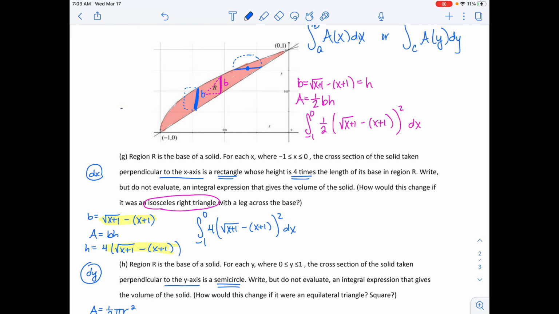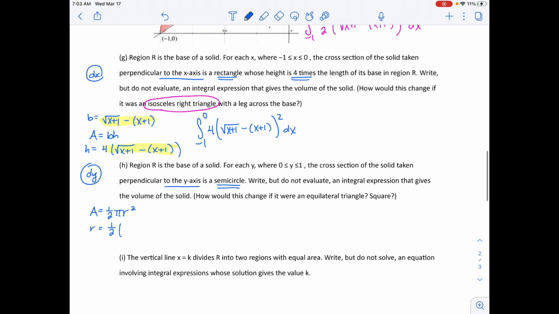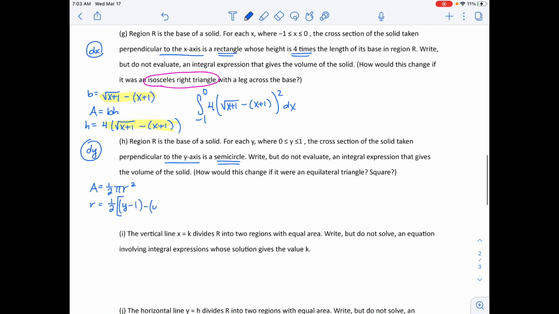And so that's going to be, radius is half of right minus left. So the radius is half of right, which is the line in terms of y, so y minus 1, minus the curve, which is y squared minus 1. And so that is your r, which we could simplify a little bit as 1/2 times negative y squared plus y.